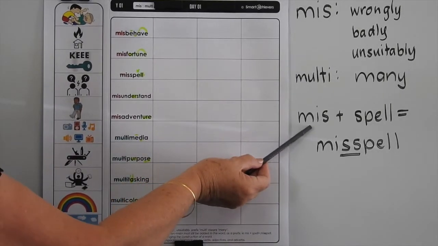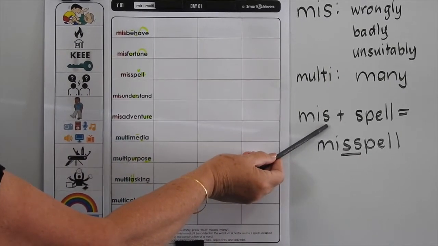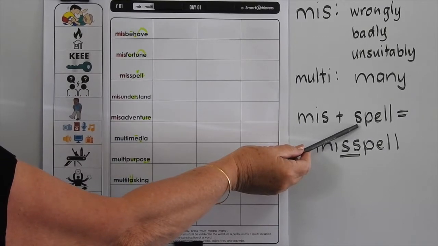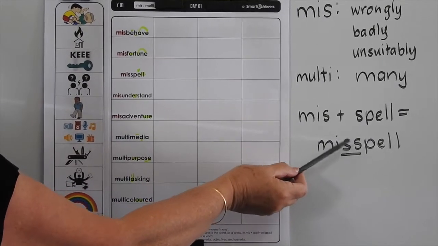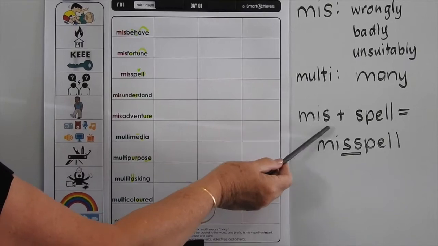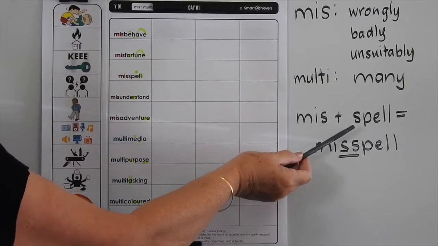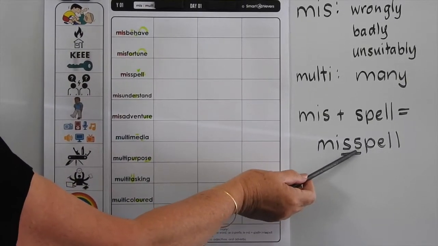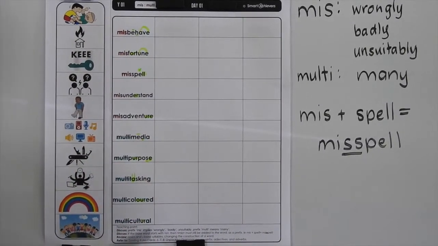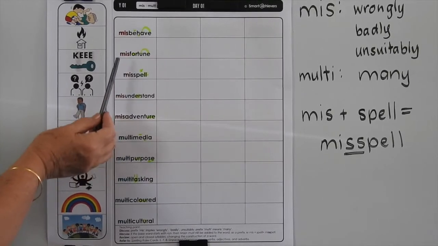Now the other thing is, when you're adding the prefix miss to a word that starts with an S, you're going to end up with double S. So miss as a word does have double S, but as a prefix it only has one S. So just be aware of that, that may happen. Now there's quite a few other things in these words.